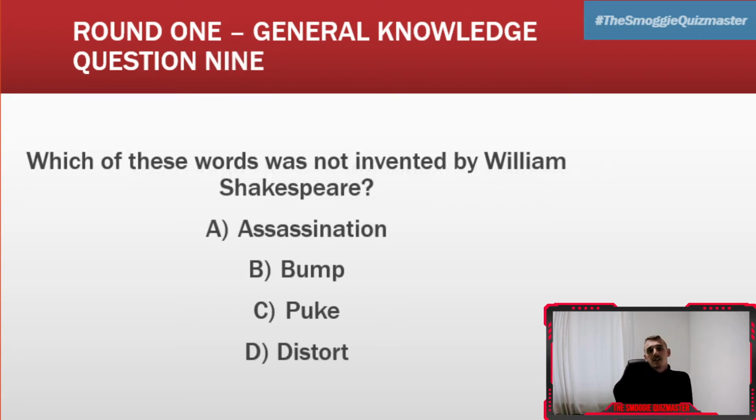Question 9. Which of these words was not invented by William Shakespeare? Is it A, assassination, B, bump, C, puke, or D, distort? So he did invent 3 of them. He didn't invent one of them. Which one did he not invent? Is it A, assassination, B, bump, C, puke, or D, distort?